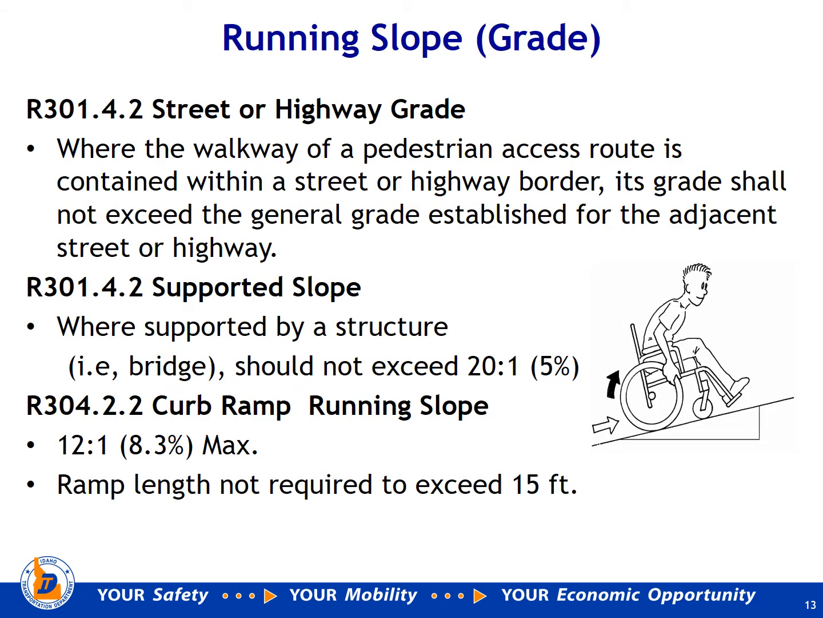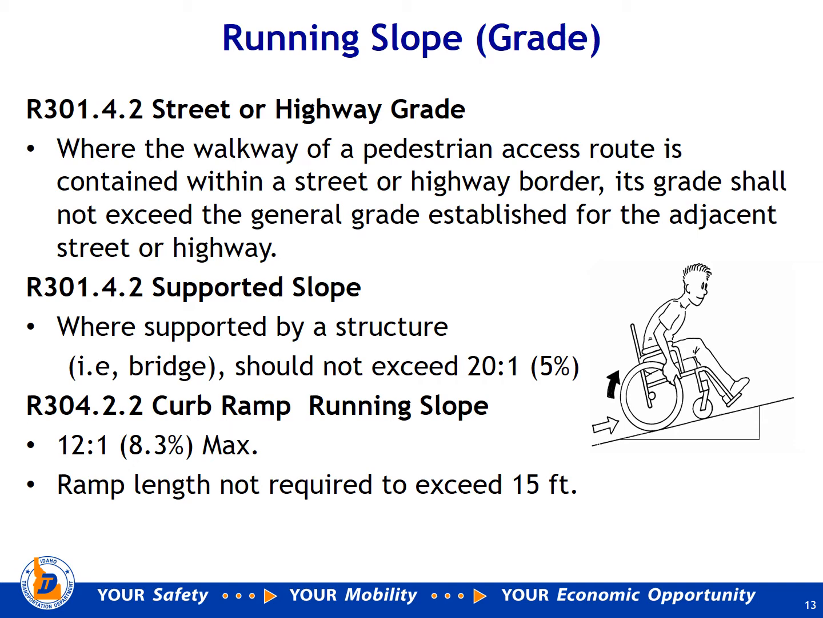Section R301.4.2 of the PROWAG allows for pedestrian facilities to follow the roadway grade but cannot exceed it. In other words, if your roadway grade is at a 6% slope or grade, then your sidewalk or pedestrian access route can follow that same grade, but you can't exceed that grade. If your roadway slope or grade is 4%, your sidewalk can't exceed that 4%.